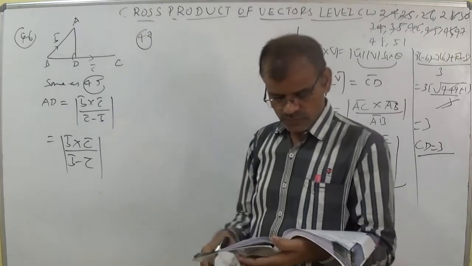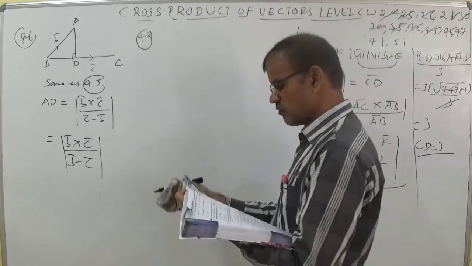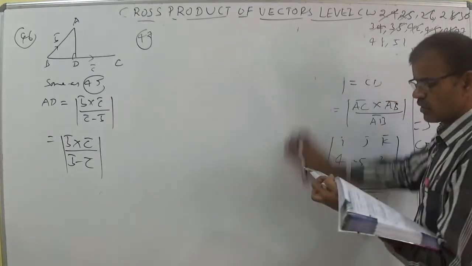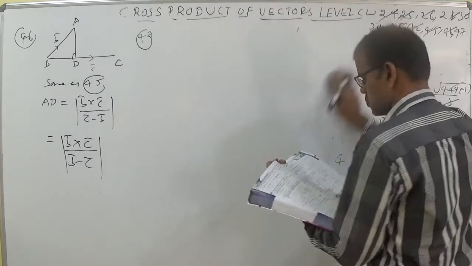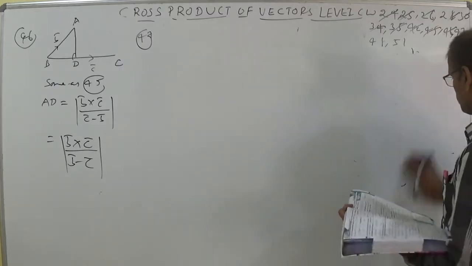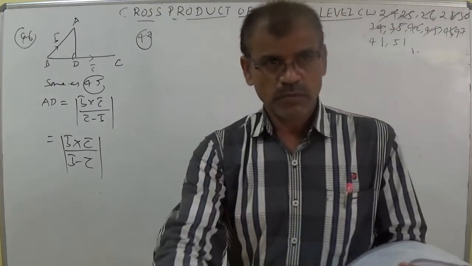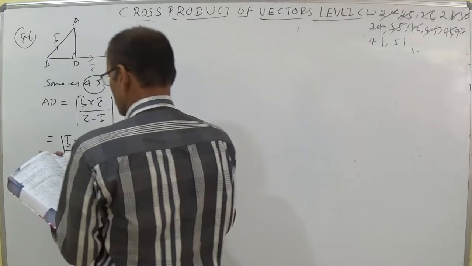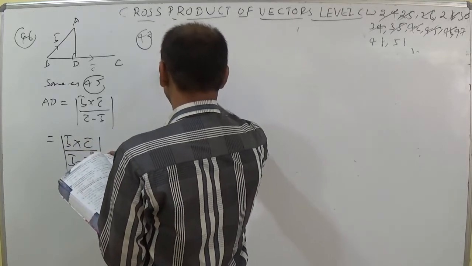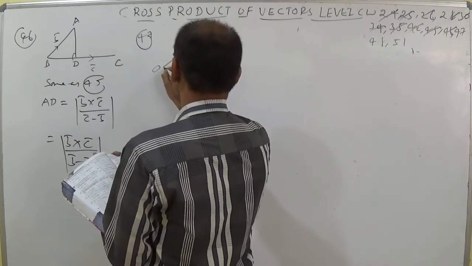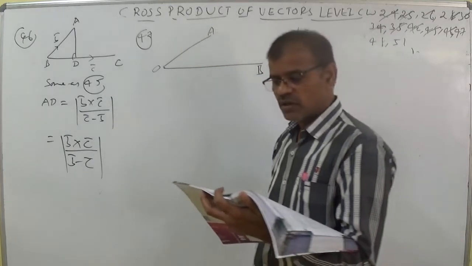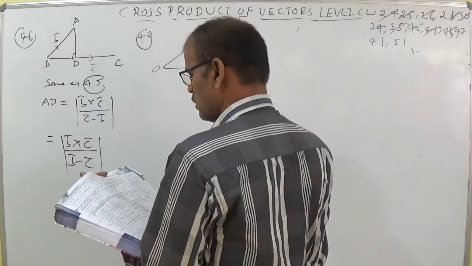47th question. The projection vector OA on unit vector OB is equal to twice the area of the triangle OAB. You take here, this is O, this is B, and OA.